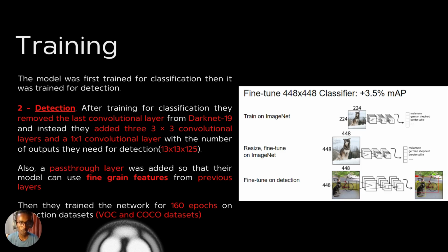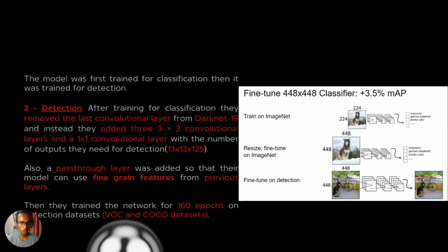Then they trained the network for 160 epochs on detection datasets, such as VOC and COCO datasets. Previously it was trained for classification, but then they trained the network for 160 epochs using object detection datasets. Now they're using the VOC and COCO instead of the ImageNet, because ImageNet is intended for classification, and VOC and COCO datasets are used for training an object detection model.